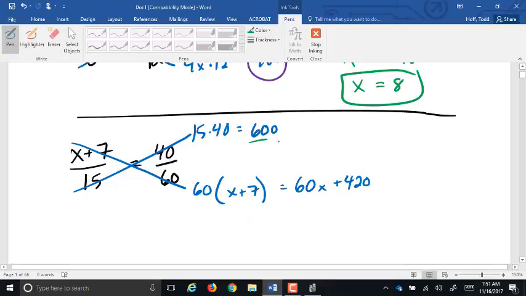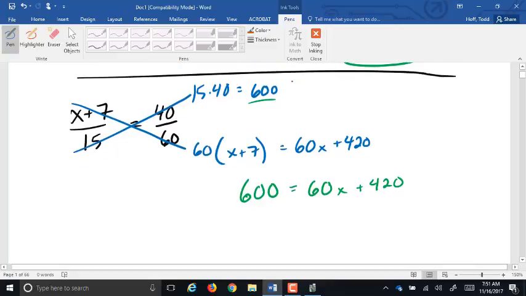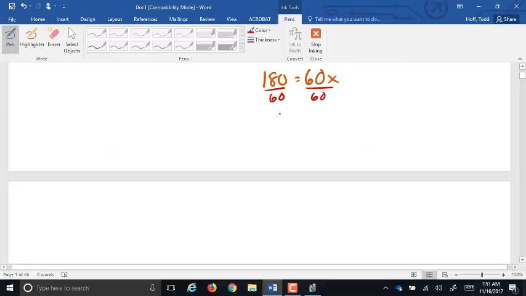So now we've got 600 has to equal 60x plus 420. And we're going to solve that by subtracting 420. 180 equals 60x. And then divide by 60. So 3 equals x.